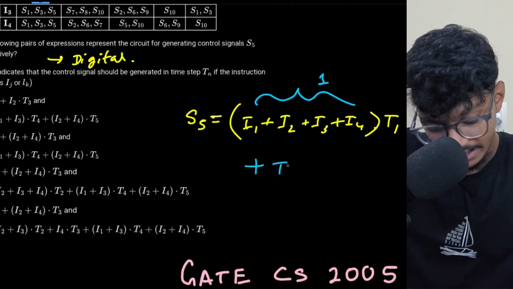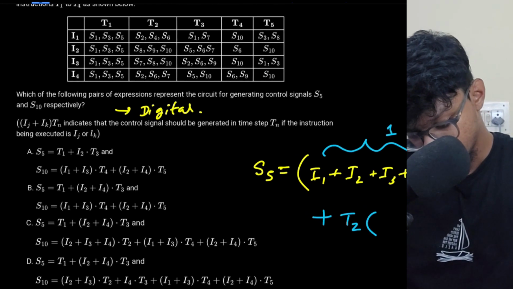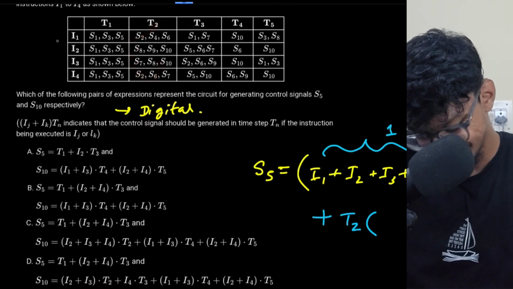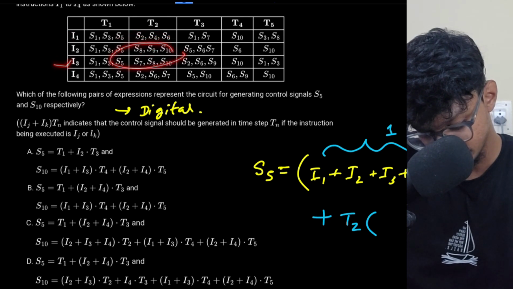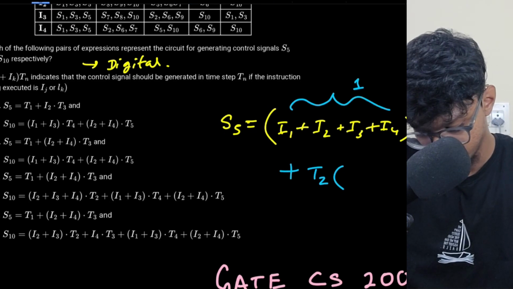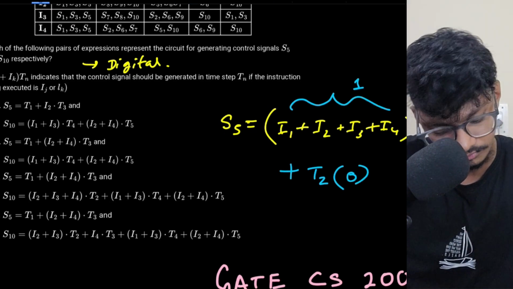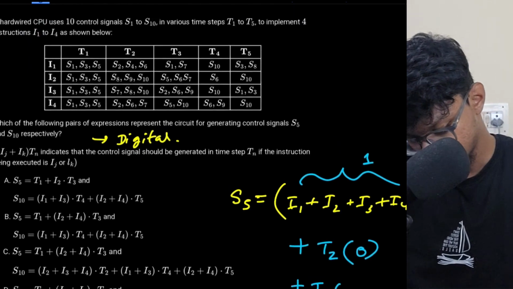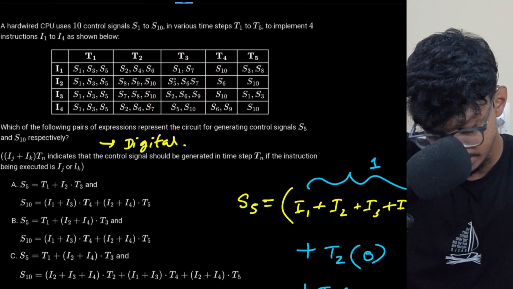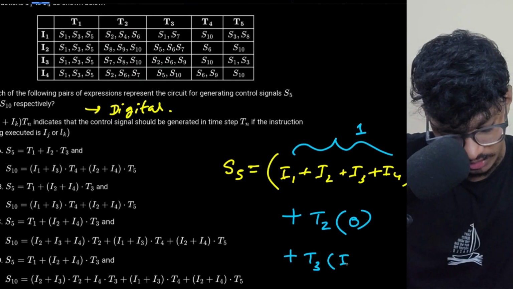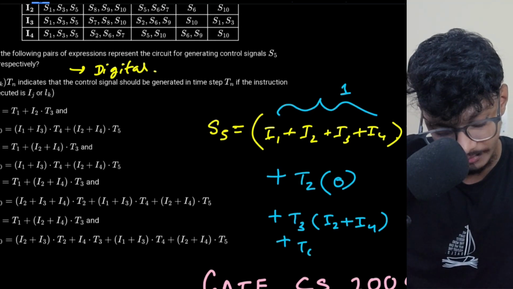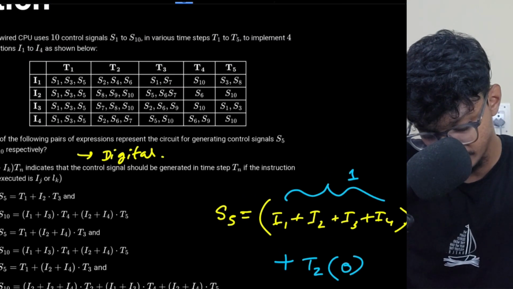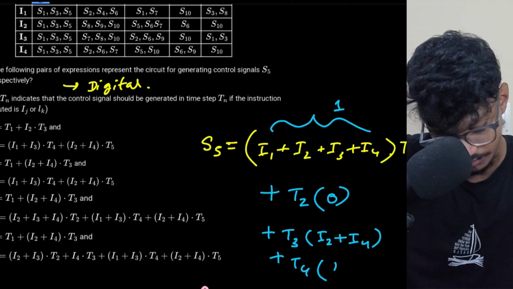Now if I am at the second clock period, where is my S5 on? Is it on in the first instruction? No. Is it on in the second instruction? No. Is it on in the third instruction? No. Is it on in the fourth? No. So it is simply 0, because it is never on. Or in the third clock period, I see it's on in the second and the fourth. So I will only choose either I2 or I4. That's why a plus sign, because it is OR. Or if I am at the fourth clock period, when is my S5 on? S5 is never on. So it will be 0.